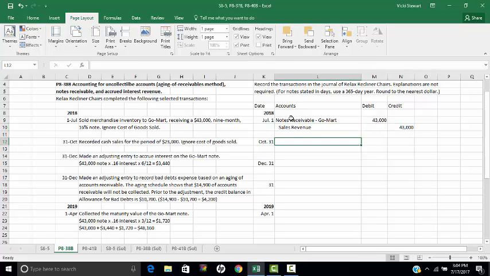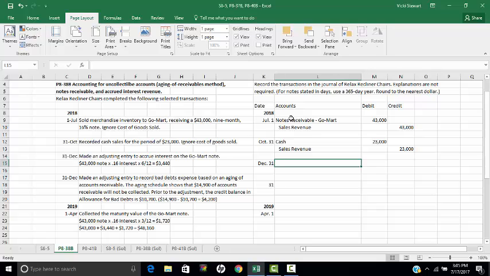Then on October 31st, it says we recorded cash sales for the period of $23,000. Again, ignore cost of goods sold. So we would debit cash, and again we would credit sales revenue for $23,000.